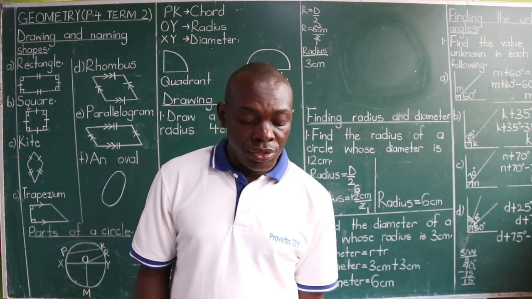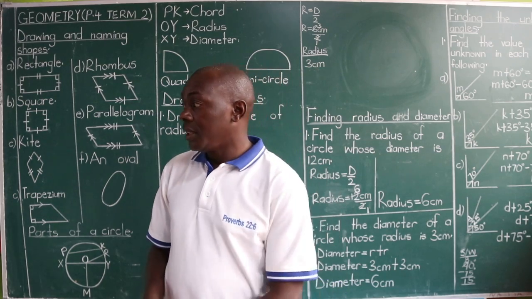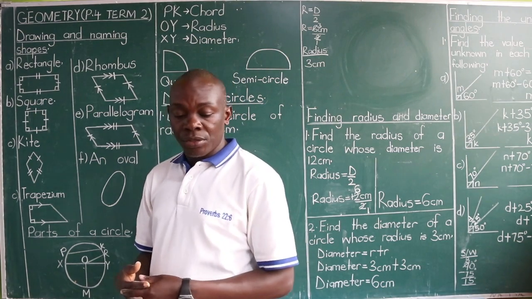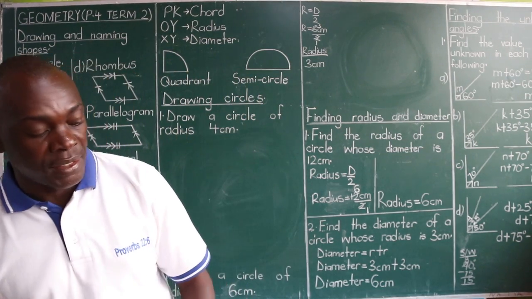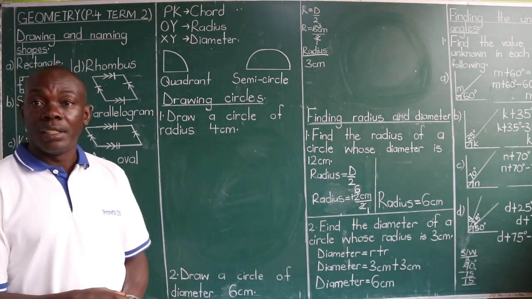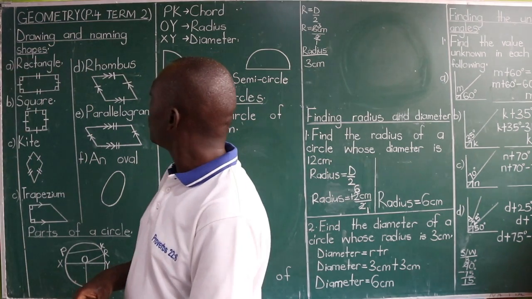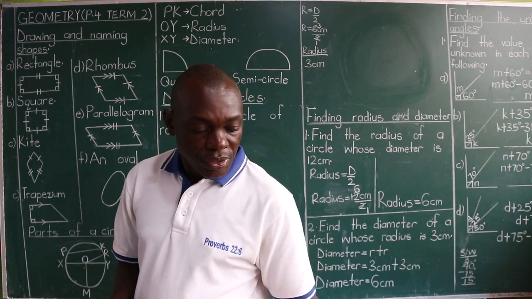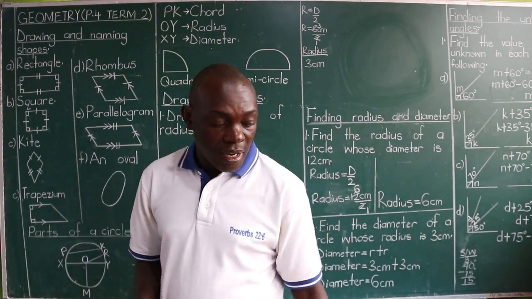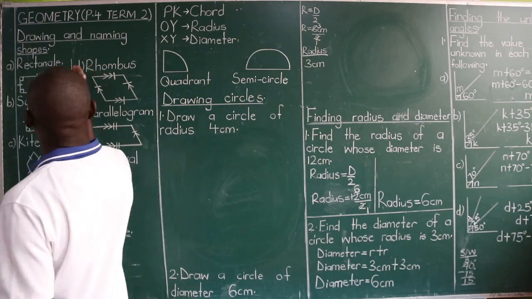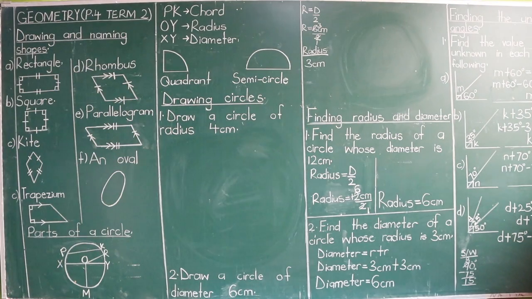So, those are the instruments that you are required to have in this geometry, without which you will not go the practical way of geometry. You stop at the theory. Normally we start with the theory, like we are here in P4. We are being introduced to those geometrical instruments. Now we start with drawing and naming different shapes.